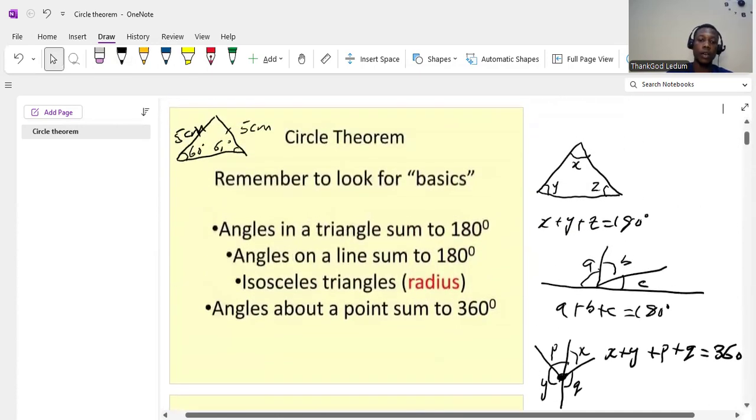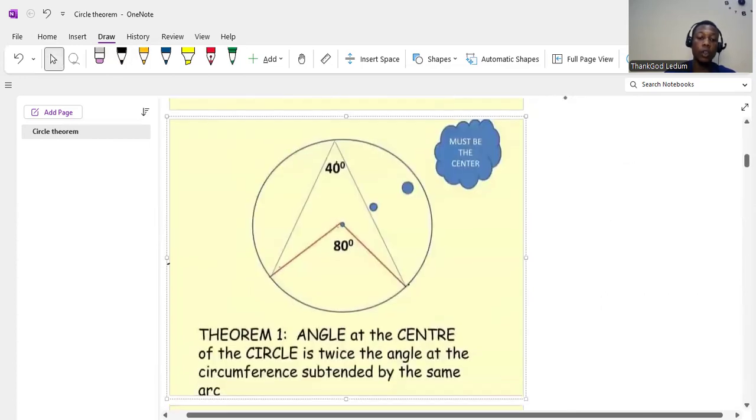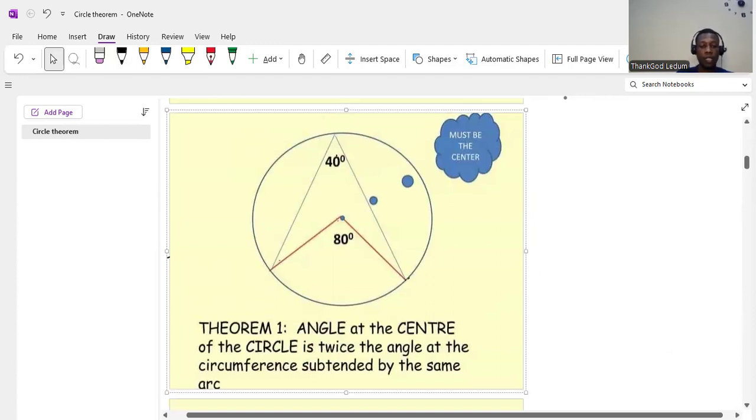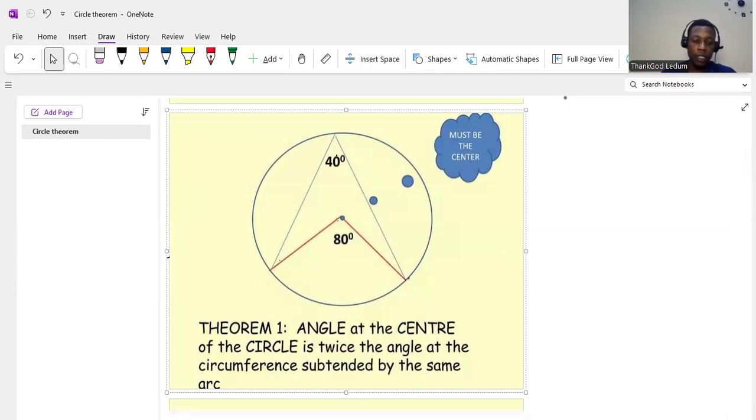Now we've known these basics. Now let's go into our first theory for today. Mind you, we're just going to be looking at one of these theories today. Then in our next class, we look at the next theory. Now, this first theory states that the angle at the center of a circle is twice the angle at the circumference subtended by the same arc.